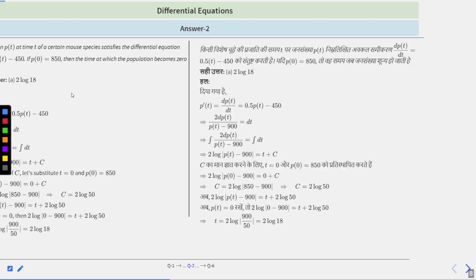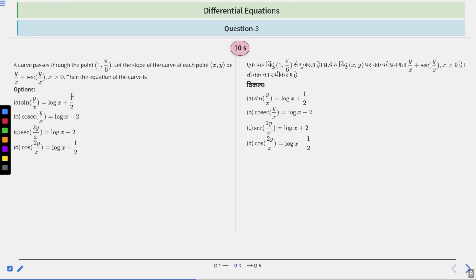Now let's move to the next question. Question number 3. A curve passes through the point (1, pi/6). Let the slope of the curve at each point (x, y) be y/x + sec(y/x), when x is greater than 0. Then the equation of the curve is?